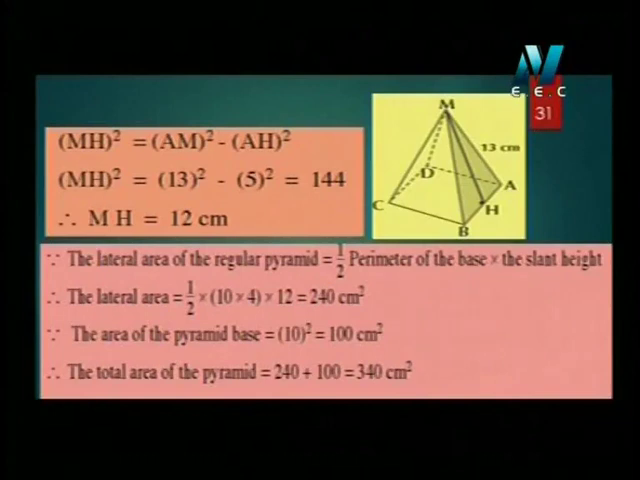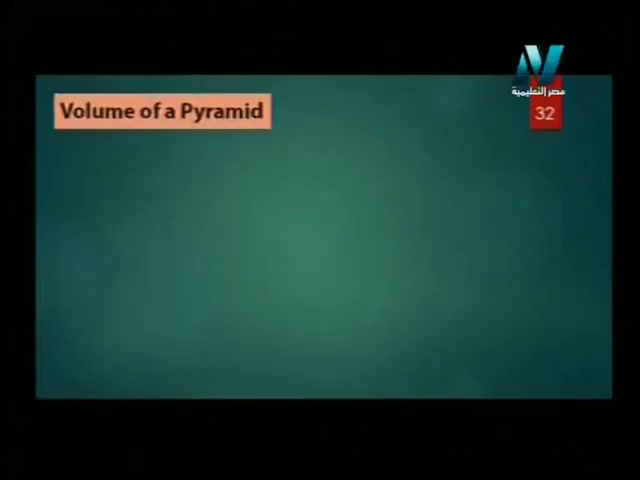The area of the pyramid base, as a square, is S power 2, or side times side, it's 10 power 2, so it's 100 square centimeter. The total area of the pyramid equals 240 plus 100 equals 340 square centimeter. Let's go quickly to the next slide, volume of pyramid.